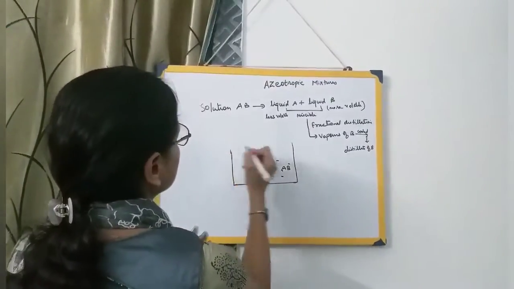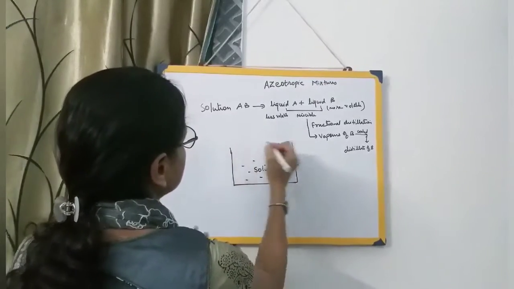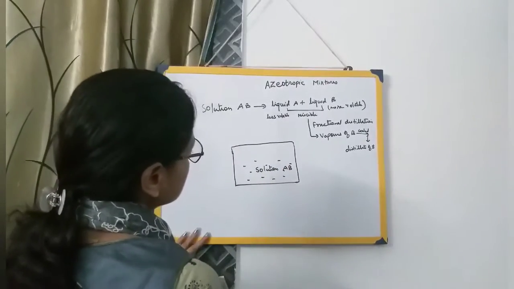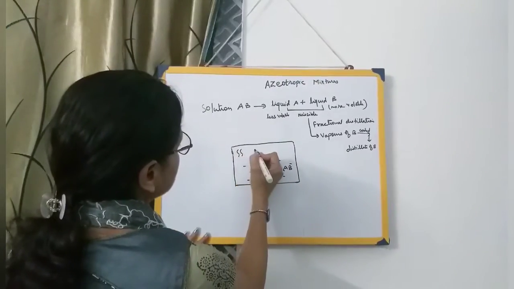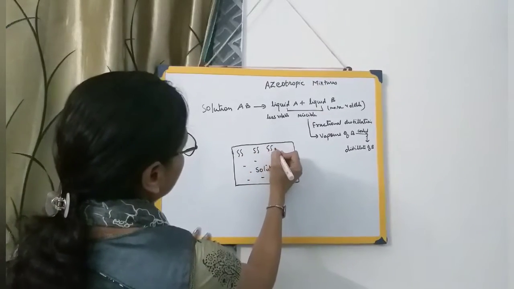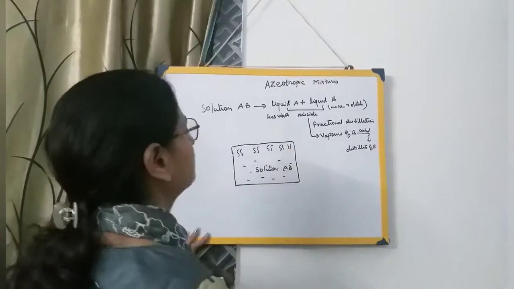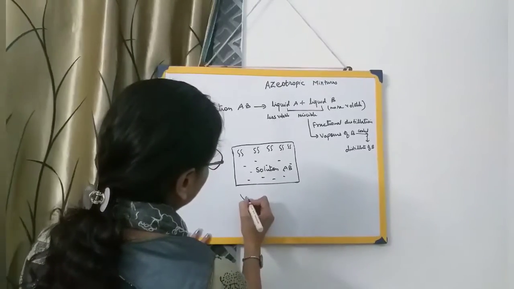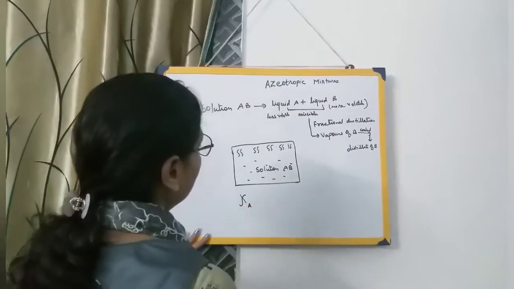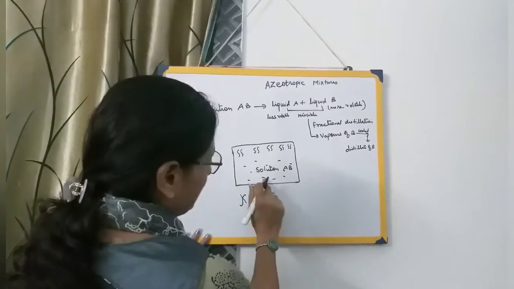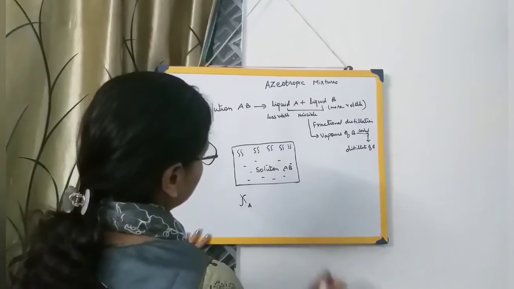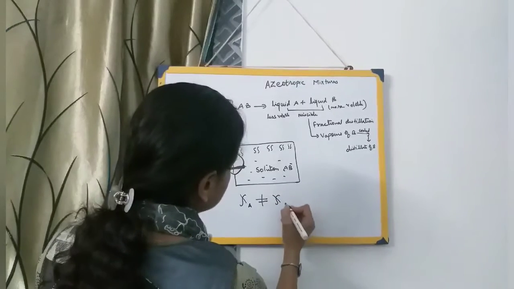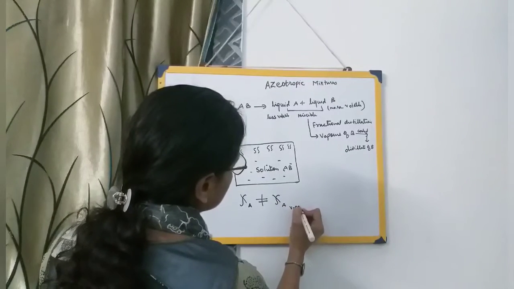Now suppose this container is closed from here. These are also forming the vapors of A and B. So these are the vapors. Now the mole fraction of A is present over here in the solution, and at the same time in the vapors there are also mole fractions of A. This is not equal to the mole fraction of the vapors of A. I am representing the vapors in this way.